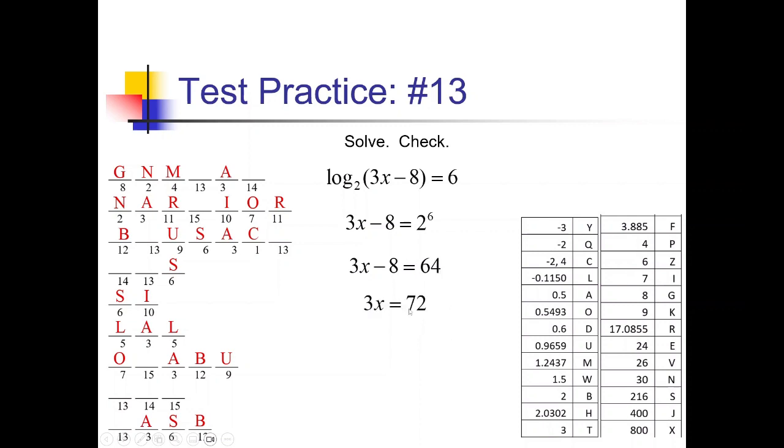And 3 divided into that gives me, let me see, I think 24. 24. There we go. So 24. If I plug that in, I'm not taking the log of a negative, so that's good. 24 corresponds with e right there. So we have an e going here for 13.